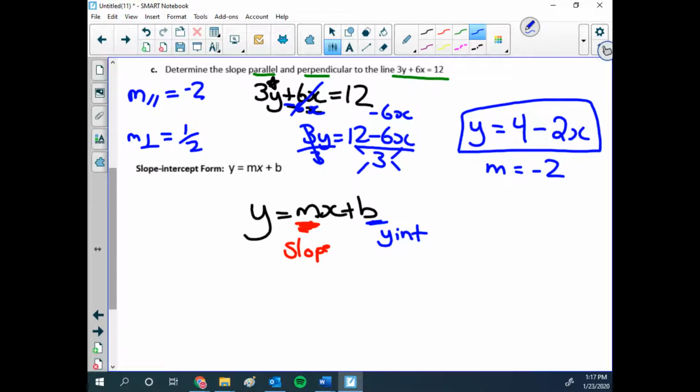In order to be in this form, y is going to be by itself. Right? And so this is a nice form because I can look at it, I can tell the slope, I can tell the y-intercept, and this is also the form that we can put on my calculator.